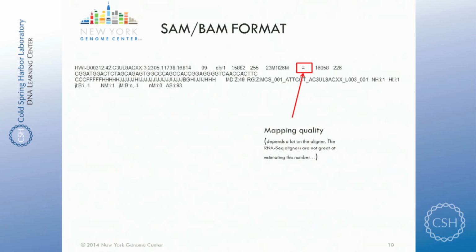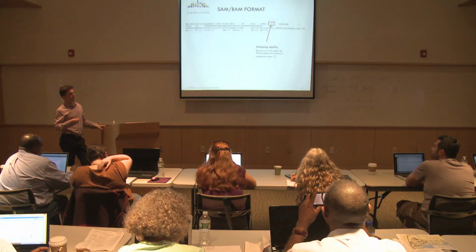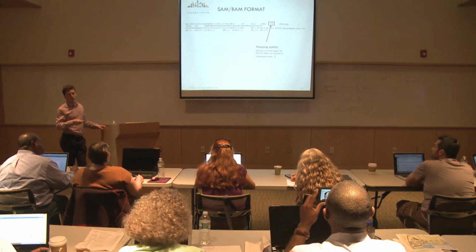And the mapping quality depends on the aligner. So that's widely used, again, for exome and genome, and by the aligner called BWA. In RNA-Seq, it's usually not very informative. I just think the aligners, both TopHat or other competitors, don't do a great job at calculating this quantity.